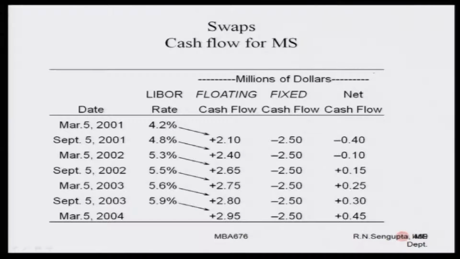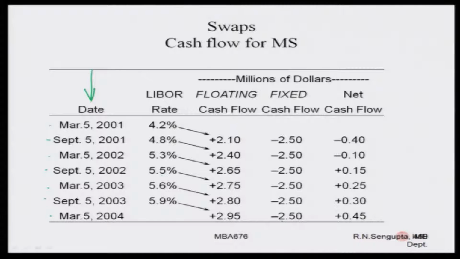So, now this is the cash flow for Microsoft. Obviously for Intel it will be just the reverse. So, what you have are the dates: first 6 months, 1 year, 1.5 years, 2 years, 2.5 years, 3 years. All the dates are given in the first column. The LIBOR rates are 4.2, 4.8, 5.3, 5.5, 5.6, 5.9. So, this is the LIBOR rate which is happening.